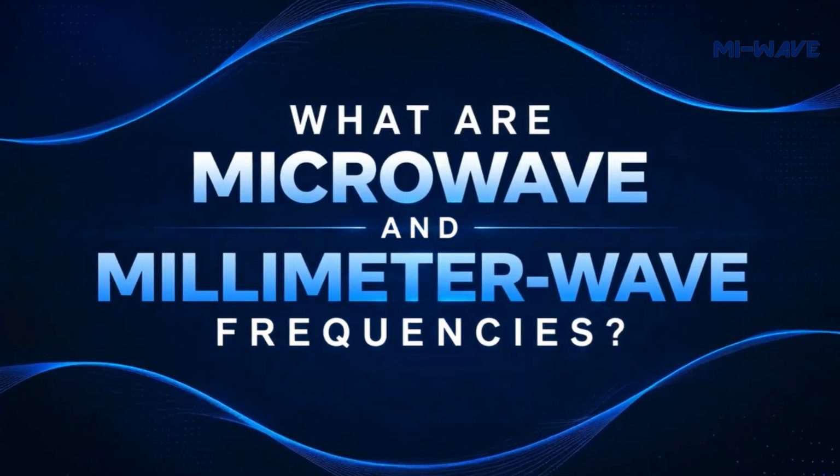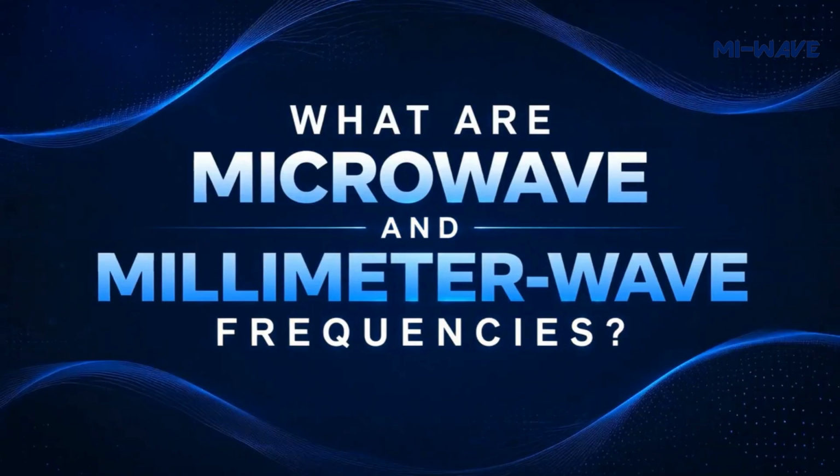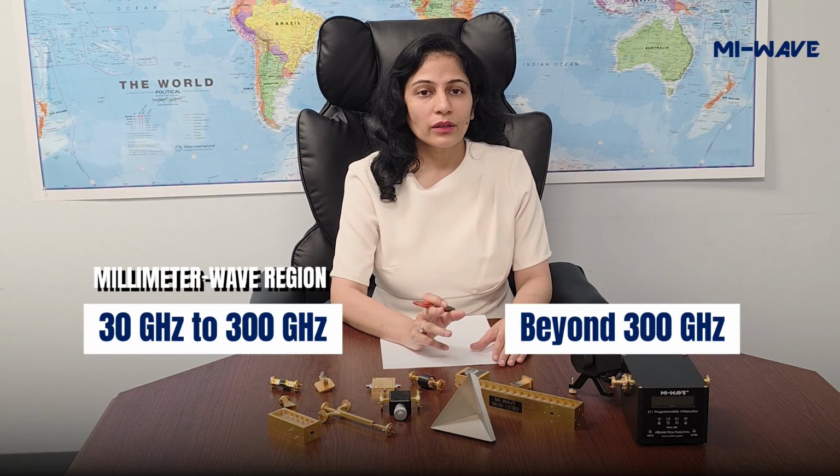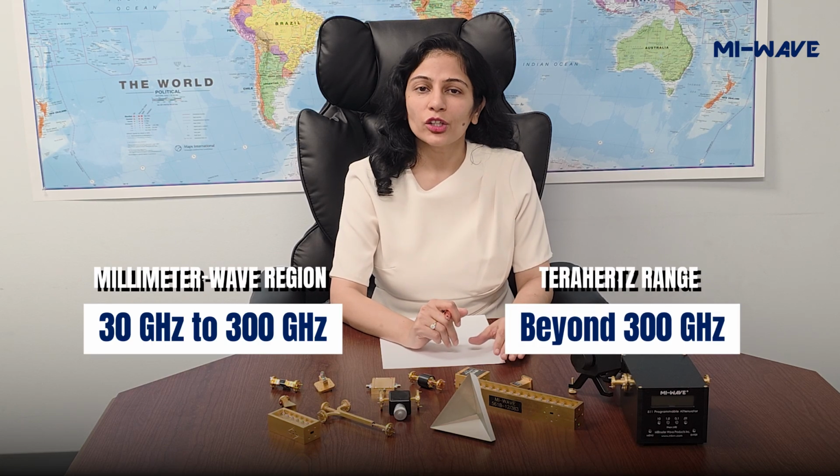Let's start with the basic question. What are microwave and millimeter wave frequencies? Microwave frequencies generally extend up to about 30 GHz. Above that, from approximately 30 GHz to 300 GHz, we enter the millimeter wave region. Beyond 300 GHz, we move into the terahertz range. You don't need to memorize those numbers.